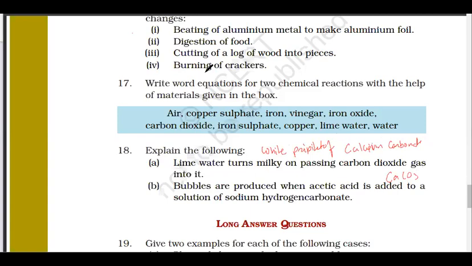Okay, second one. Bubbles are produced when acetic acid is added to a solution of sodium hydrogen carbonate. Why? So these are the reactions, right? You have to remember, these kinds of questions might be asked in the exam. So if you see this, right? Bubbles are formed, so obviously if bubbles are forming, it means some gas is forming, yes or no? Some gas is forming.